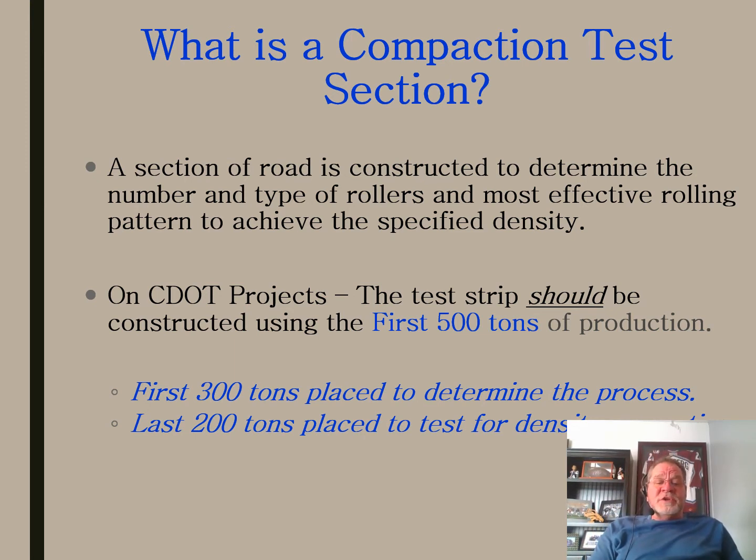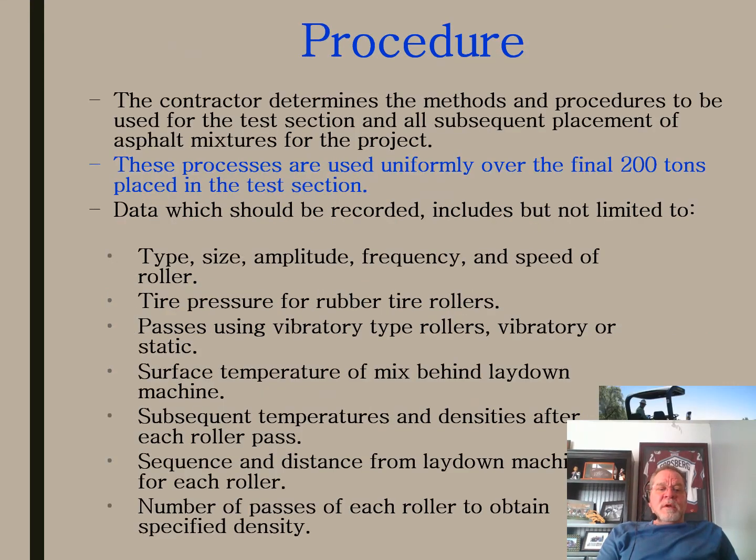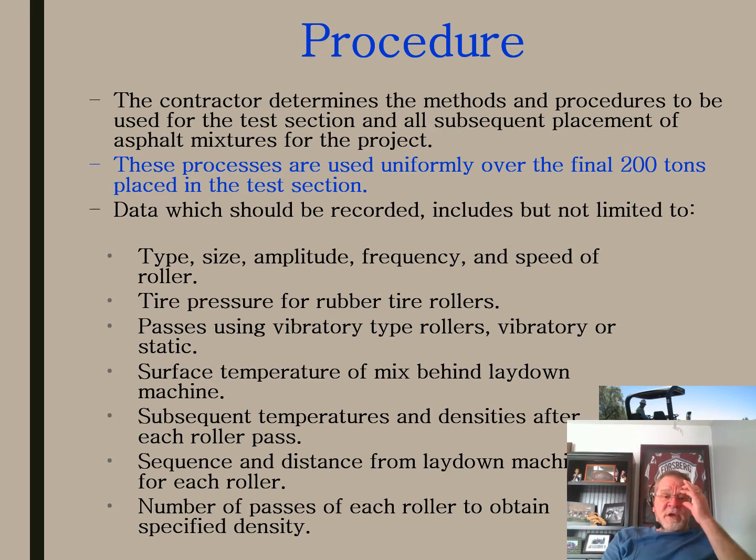A test section of the road is constructed to determine the number and types of rollers to be used and how effective they are. On CDOT projects, the test strip is done with the first 500 tons of production, with the first 300 tons placed and the contractor using whatever procedures they want to determine their process. The last 200 tons is used for the density test and to see how effective the contractor's procedures were. The contractor determines the methods, and again, does that in the first 300 tons. Then uniformly over the final 200 tons, the procedure is done.